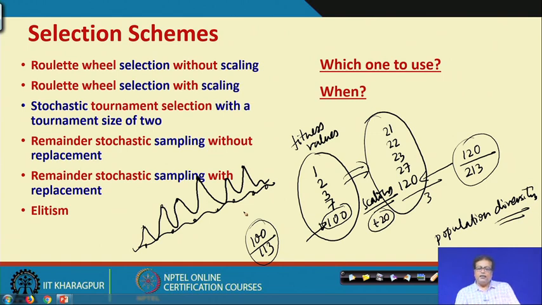That is why it is important that we have a balance between selection pressure, which means the fittest chromosome should be selected, versus population diversity, which means chromosomes should be selected from all over the solution space. I stop here and we shall continue this in our next lecture.